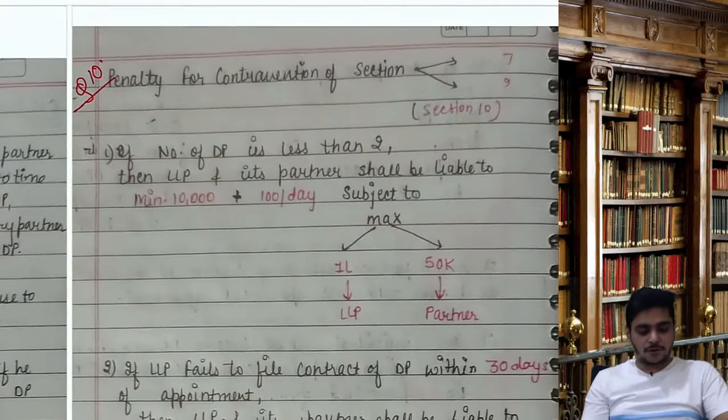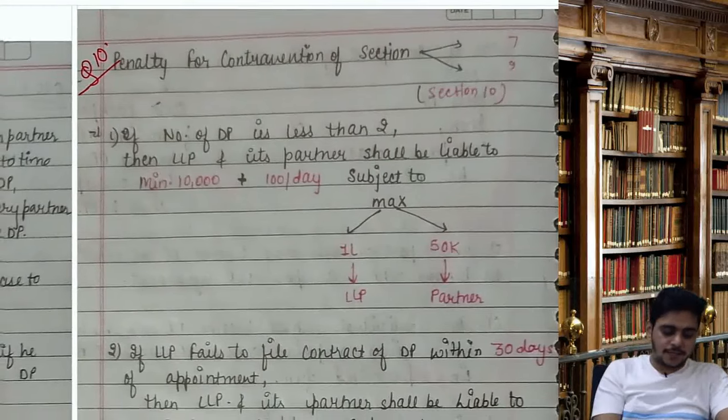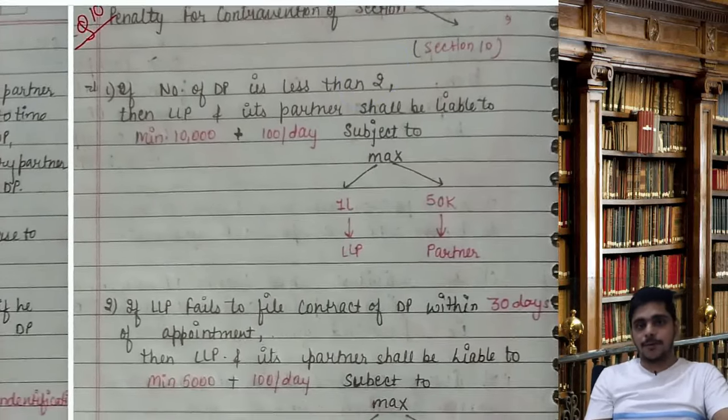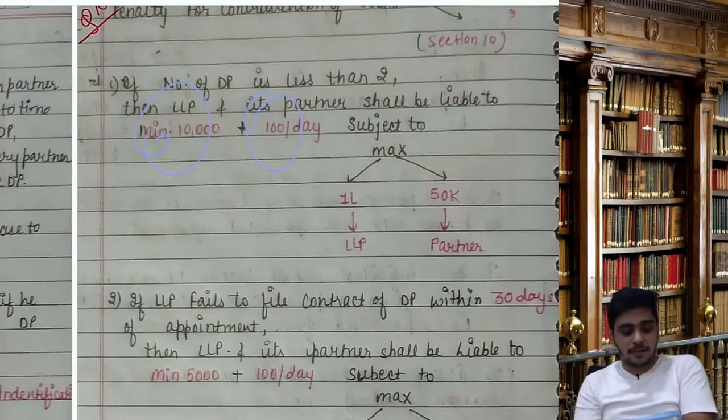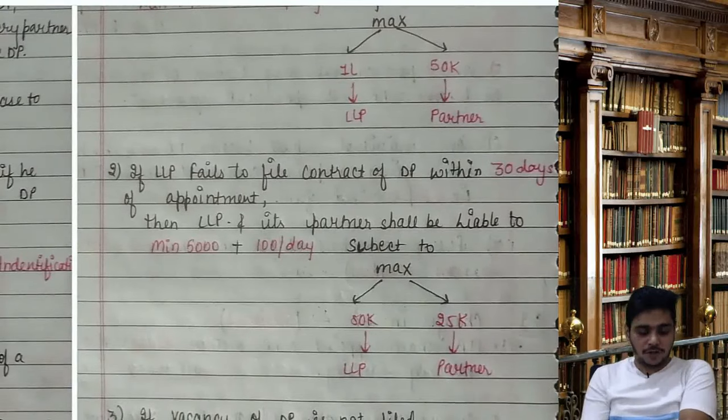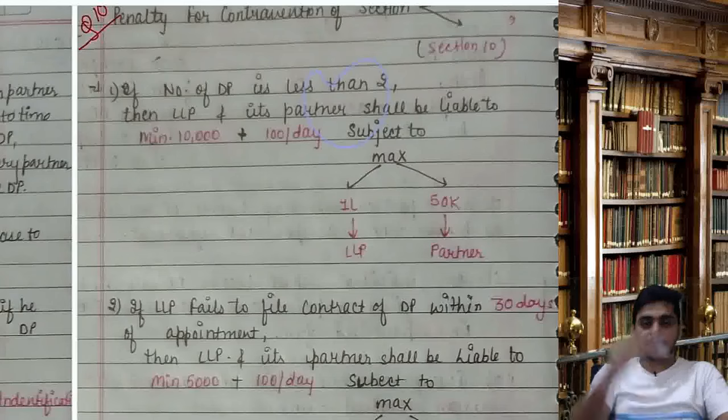So what is the penalty for contravening? If the number of DPs is less than 2, then LLP and its partners shall be liable for minimum 10,000 rupees, 100 rupees per day, subject to maximum 1 lakh for LLP, 50,000 for partner. If LLP fails to file the consent of DP within 30 days.